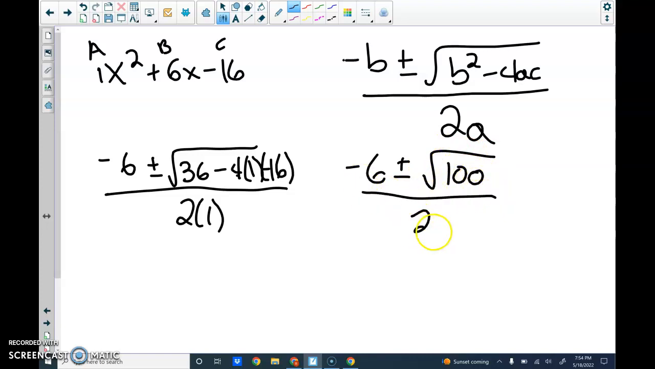And then still divided by 2 times 1, which is 2. Okay, so now if I actually do the math here, I have negative 6 plus the square root of 100, which is 10.